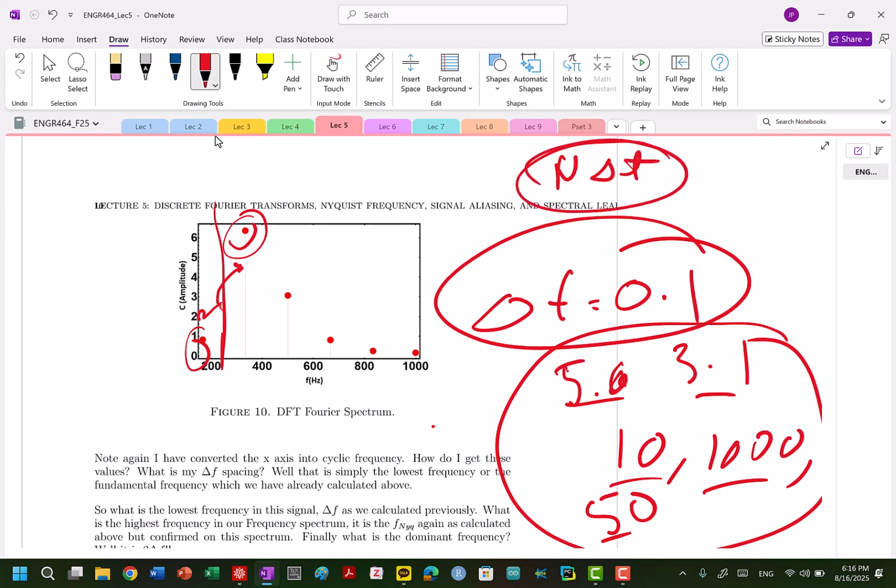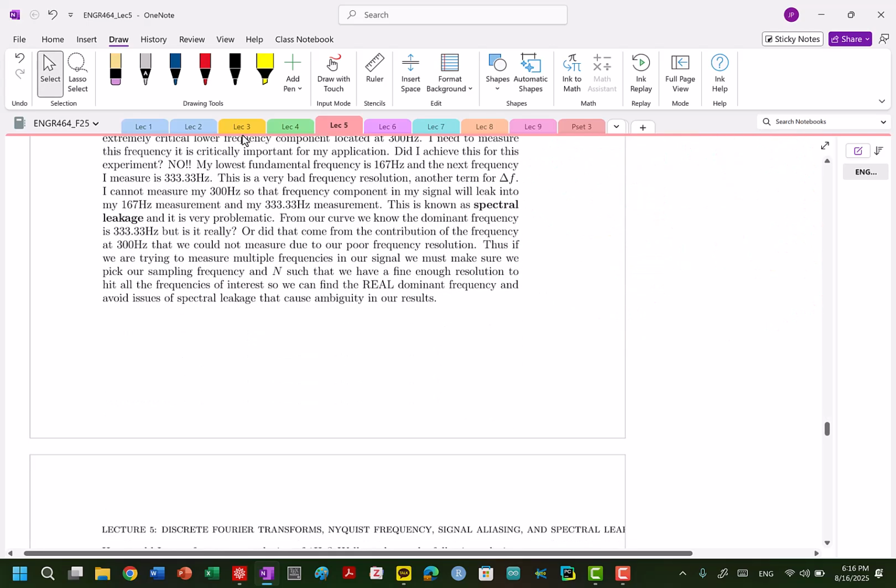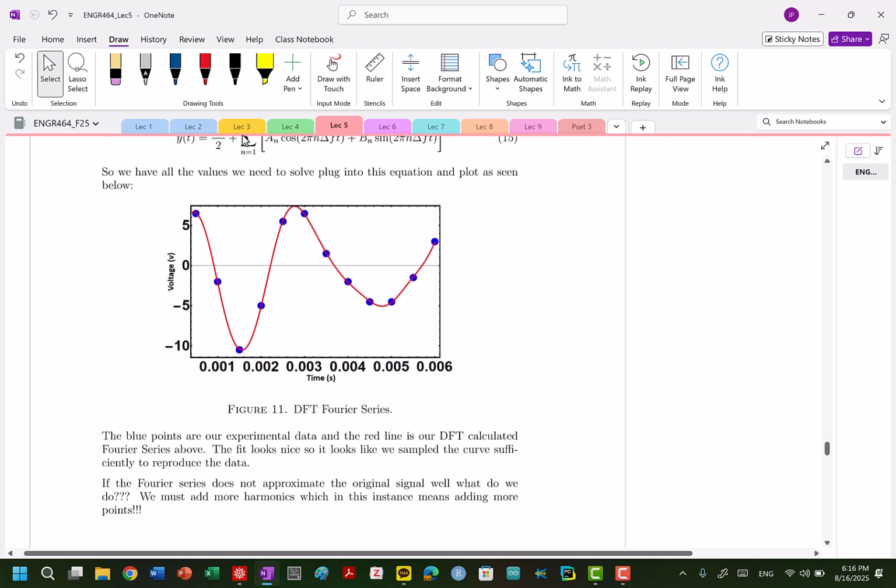You need to control this to make sure that you have enough resolution so you don't have this process of signal aliasing happening, where maybe the dominant frequency isn't really the dominant frequency. Maybe it's something that's either lower or higher on this end, right? So that's really, really important, and it's something that we have to figure out.